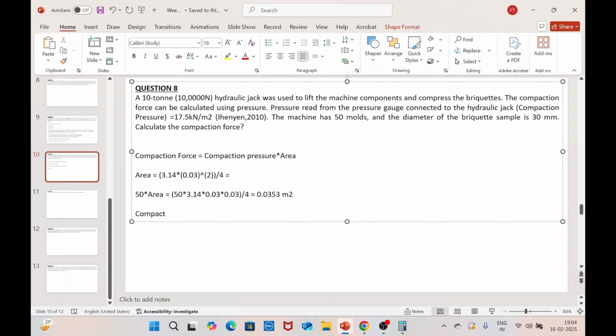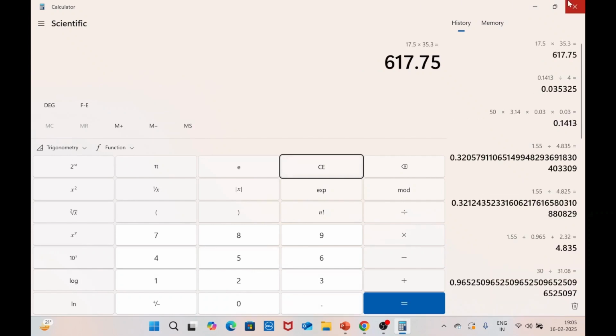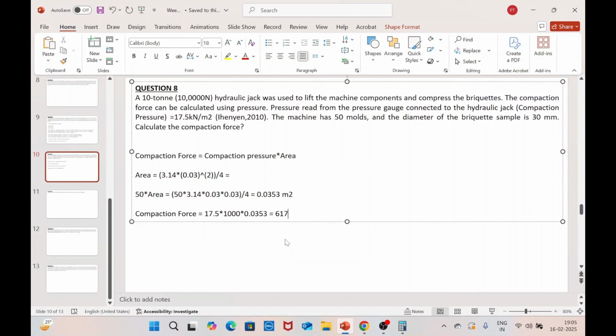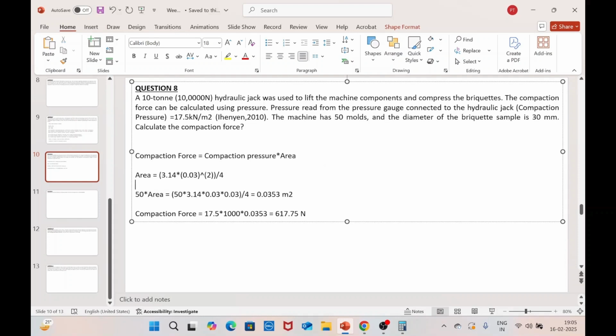So compaction force will be 17.5, the compaction pressure, but it is in kilonewton, so times 1000, times 0.0353 meter square. So that will be 17.5 times 35.3, which is 617.75 Newton. Is the answer fine? I don't think there would be any issue, this is a very basic question. The machine molds are there, and they are just going to compact the briquette. The diameter of the briquette sample is given, and the compaction pressure is also given, so you just need to calculate the compaction force.